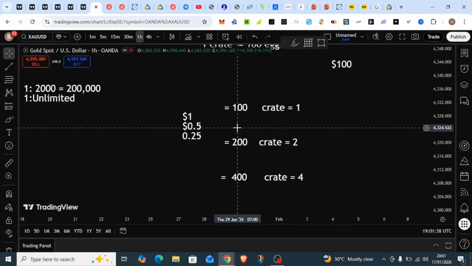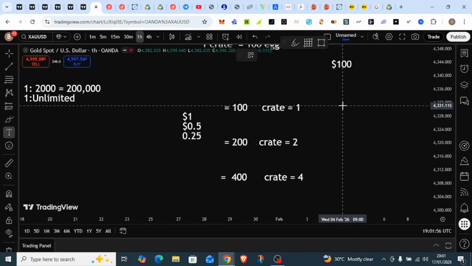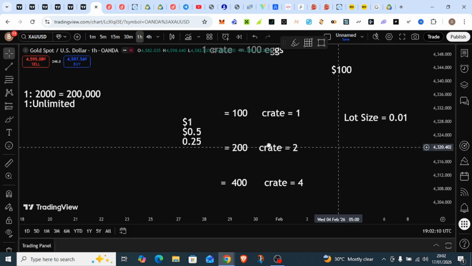Assuming we have a lot size of 0.01, which is a micro lot. Let's write it. Lot size. This is the second example. Lot size equal to 0.01. The number of units, let me adjust this so I can bring this thing closer.